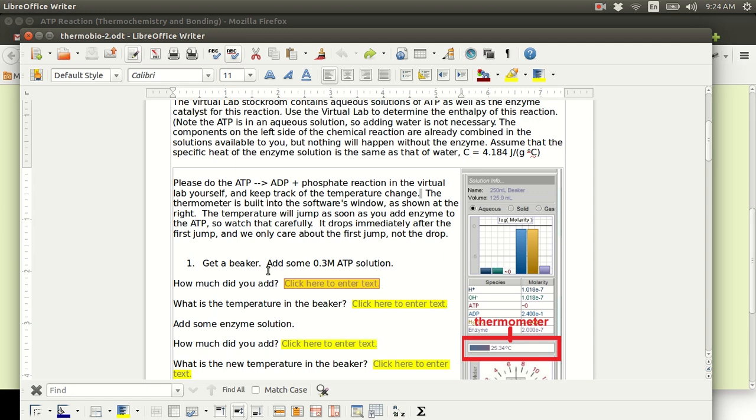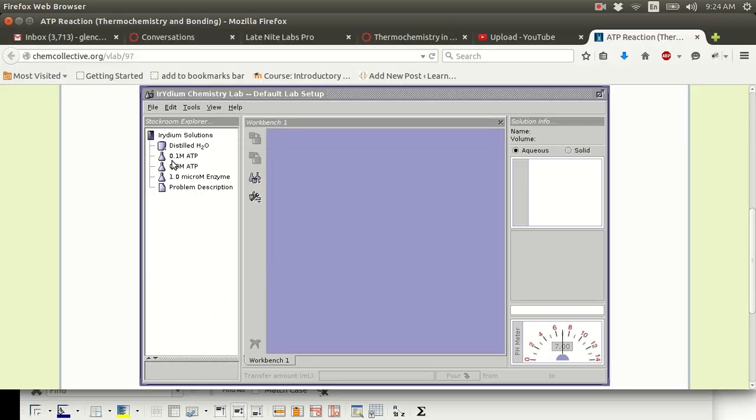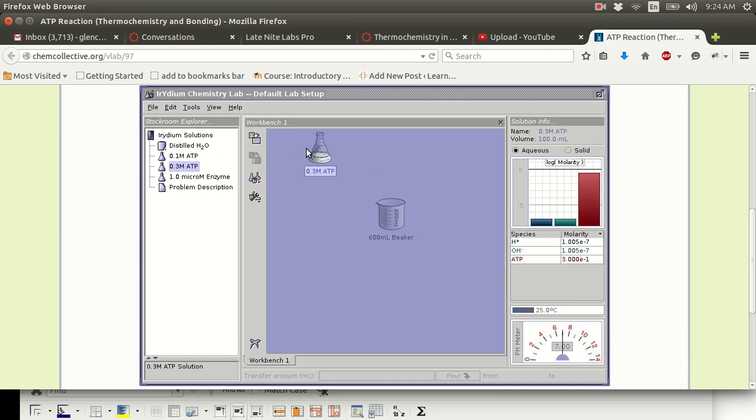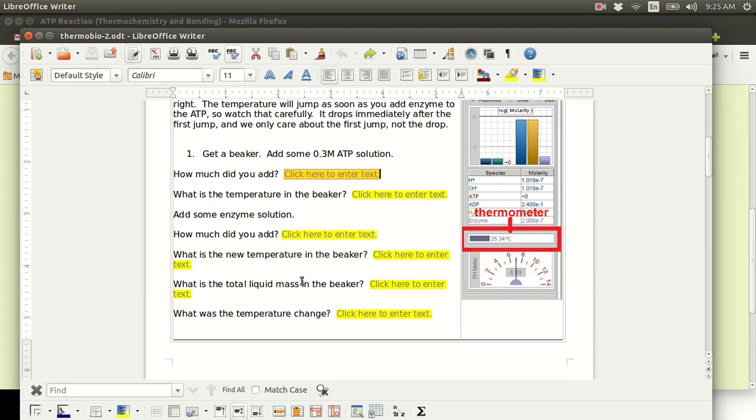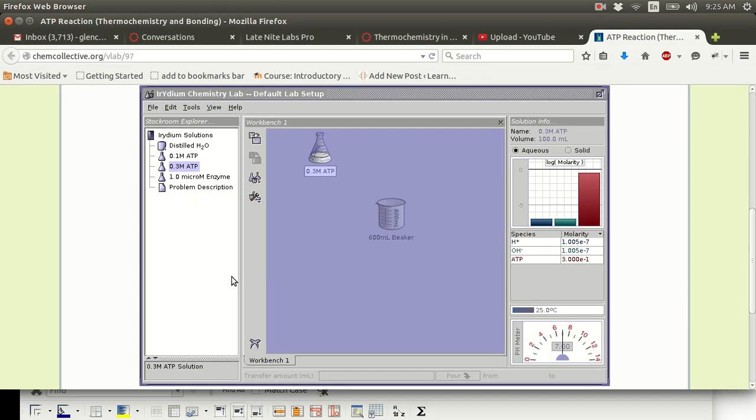And I'm about to get a beaker, and I can get them from here. And then I'm going to add some 0.3 molar ATP solution. Okay. There is something peculiar about this lab that was not in the instructions. The lab asks you to find the total liquid mass, but the only way to do that is to use a scale.